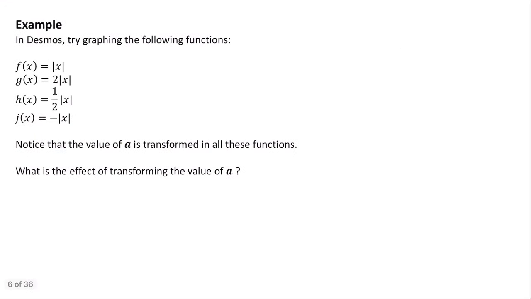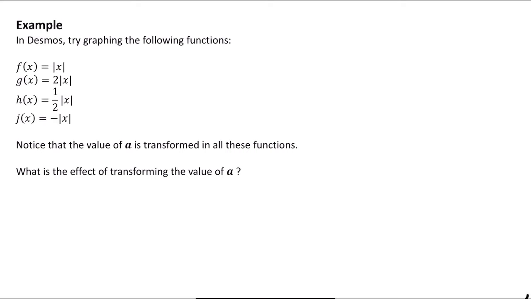So what we're going to do is let's start off by graphing all of these functions in Desmos. Okay, so I'd like you to pull up Desmos and then graph all of these functions. So we have f of x is the absolute value of x, which is our parent function. And then 2 times the absolute value of x, 1/2 times the absolute value of x, and negative absolute value of x. Okay, notice what happens here is I've transformed a, right? So I've changed the number that's in front of my absolute value in all of these functions. And I want to think about how transforming the value of a is changing my function from the parent.